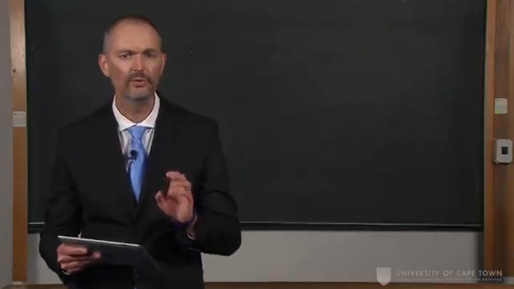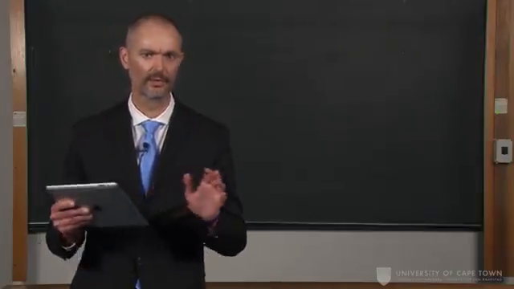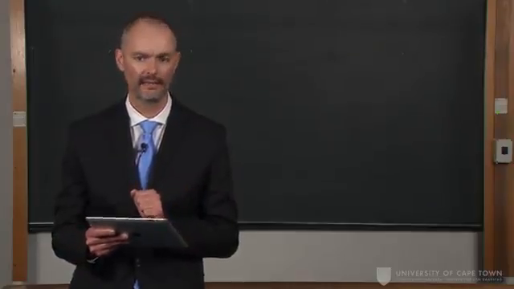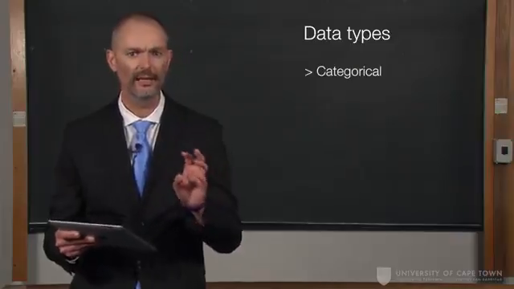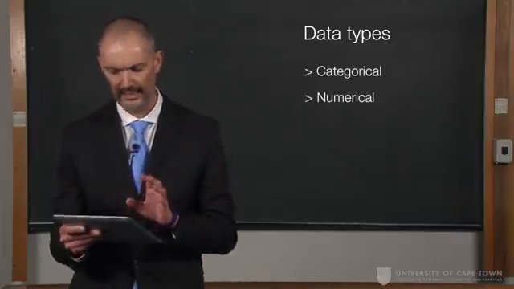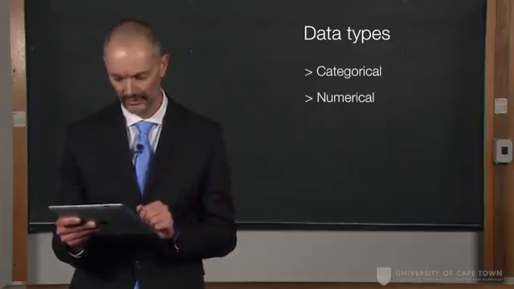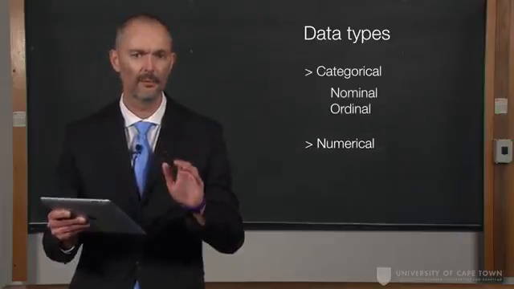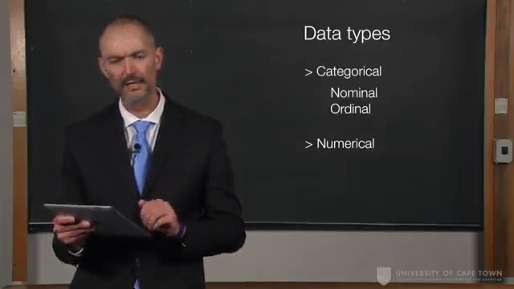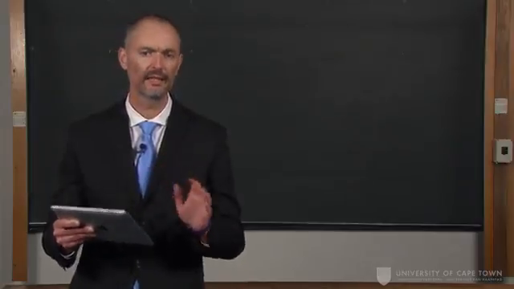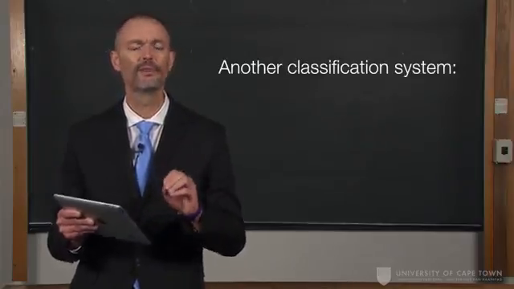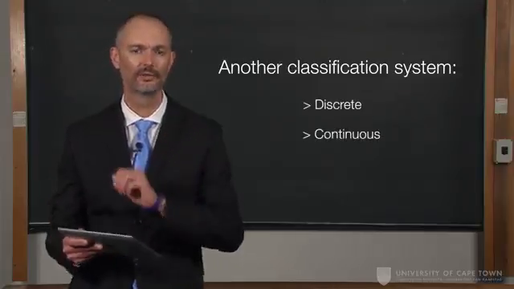Now I'm going to use two different definition systems or categories for these data types. The first one, we're going to divide them into categorical and numerical data values. And under those will be two again. Under the categorical, we'll have nominal and ordinal. And under the numerical, we're going to have interval and ratio. And then we're going to move on to a second classification system. And I'm just going to define discrete and continuous data types.